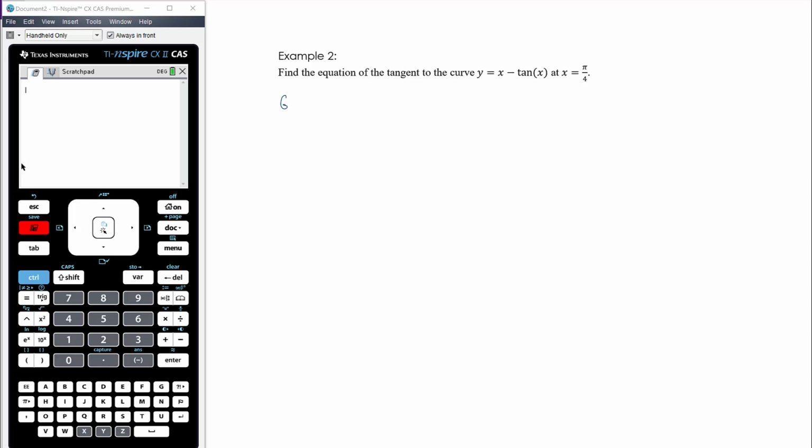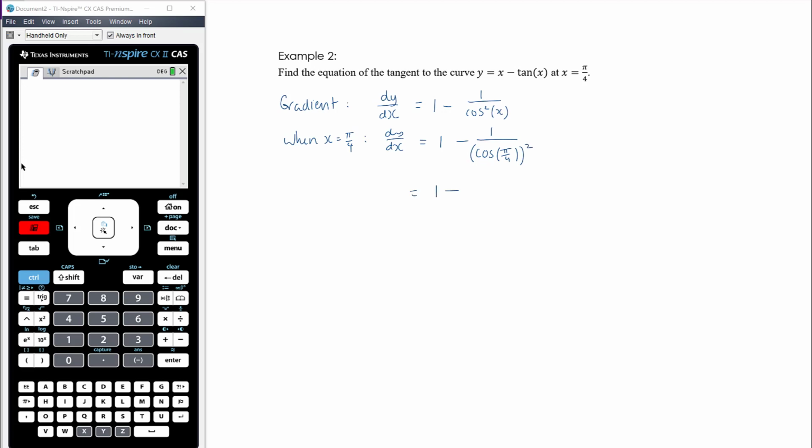Okay, so the gradient is going to be about finding dy/dx. So derivative of x minus tan x, derivative of x is 1. Derivative of tan x is sec squared x, or 1 on cos squared x. And we want to know when x equals pi on 4, what does dy/dx equal? So dy/dx will be 1 minus 1 over, now remember that cos squared means cos of x all squared. So it's going to be cos of pi on 4 all squared.